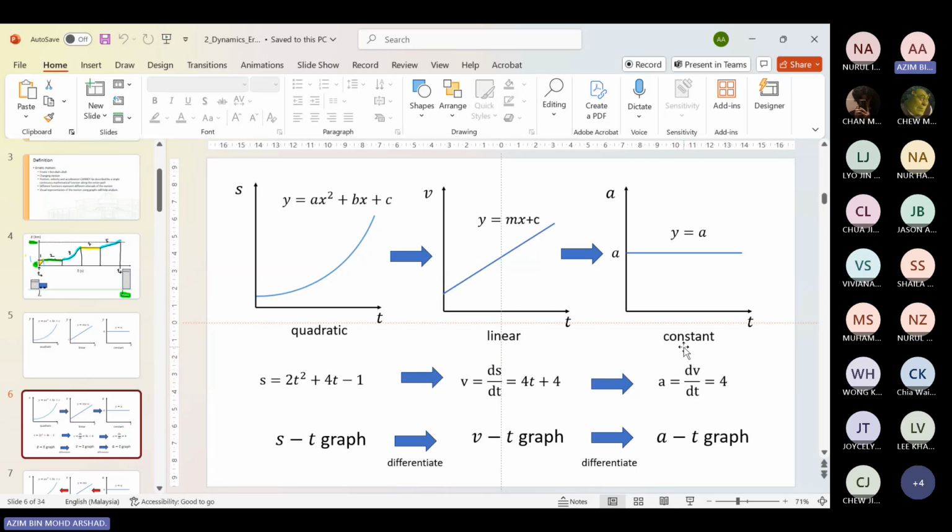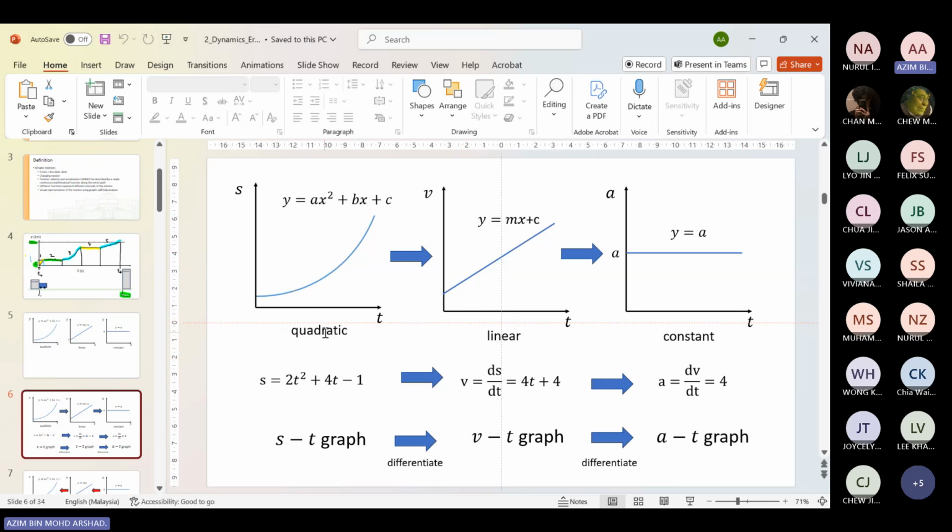So if you have an ST graph and you differentiate, you will get a VT graph, which is a linear graph. And if you have a VT graph and you differentiate, you will get an AT graph. Sorry, the VT graph does not need to be linear. It depends on the type of plot that you have. I do not want to confuse you now. So this is basically what it looks like.